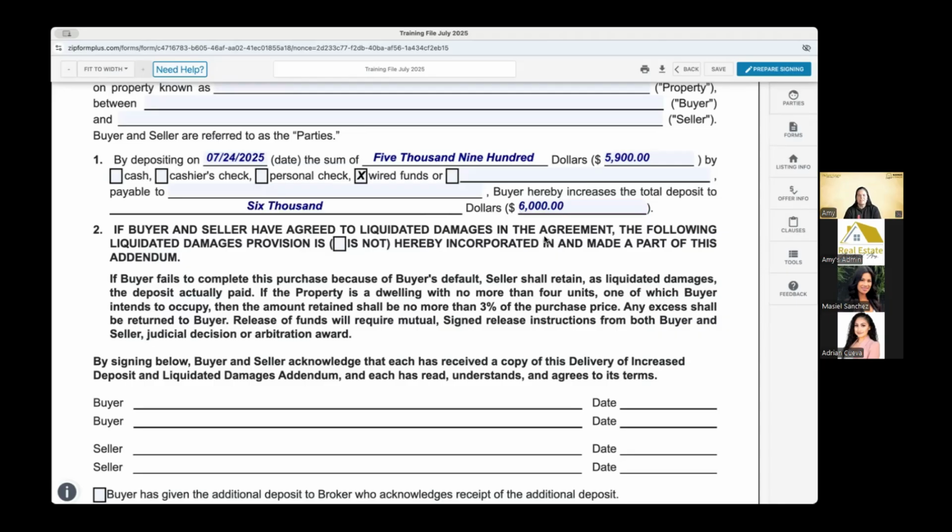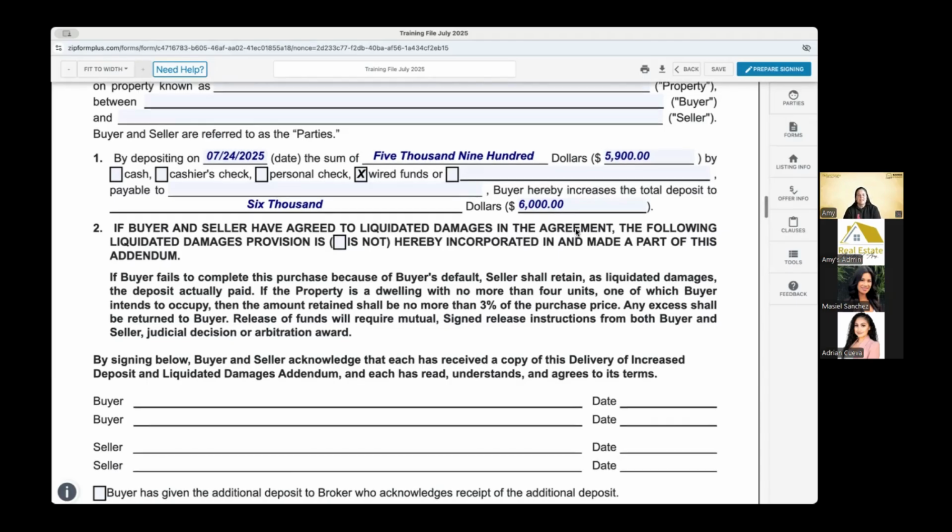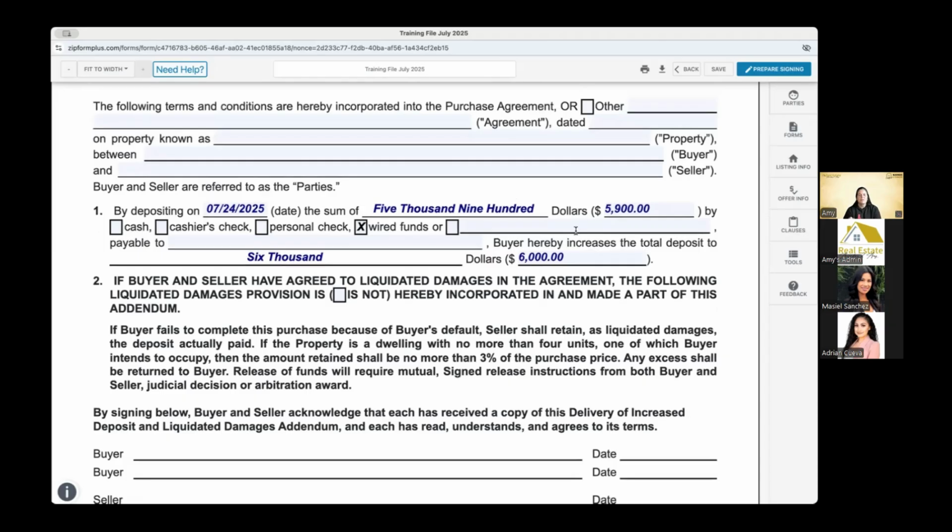Buyer hereby increases the total deposit to, this is where we do that math again. We've got to add them together for the total deposit. So the increase plus the original is the total deposit. Okay, so that's where now those funds are incorporated in. We know they've been earmarked as part of the deposit. So number one always gets filled out with increased deposit. We're always going to fill out number one anytime we make that increased deposit, or the time comes for that increased deposit when the funds are already in escrow.